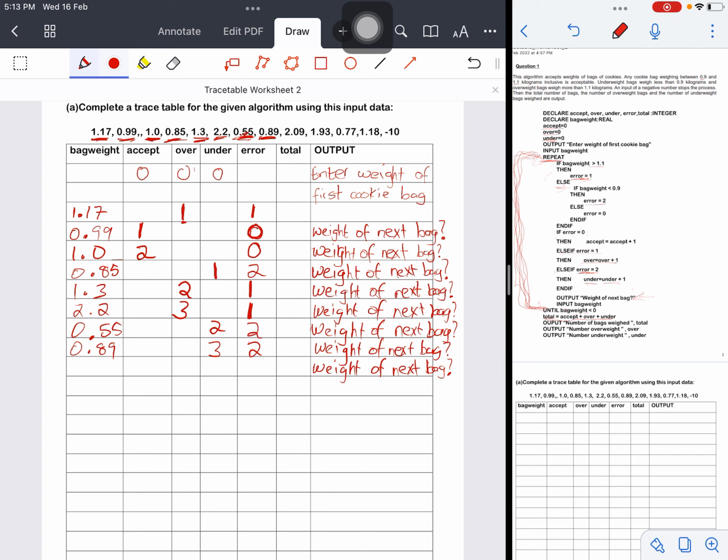Weight of next bag? Good. Then we input the next value, which is 2.09. The moment you put 2.09, we go back. It says until bag weight is less than zero. No, it's not. So we go back up and repeat. We keep repeating until this statement is true.